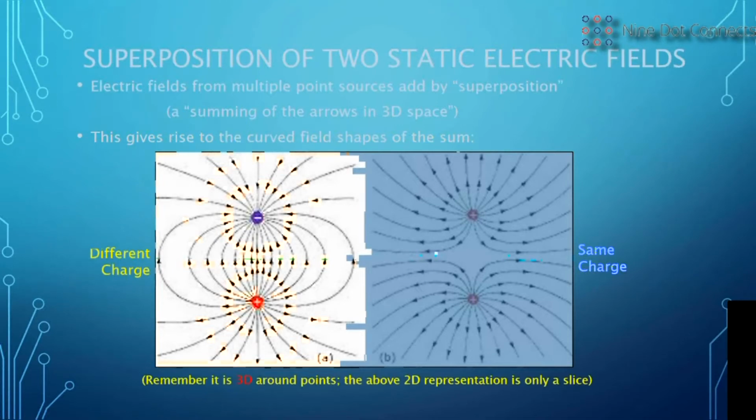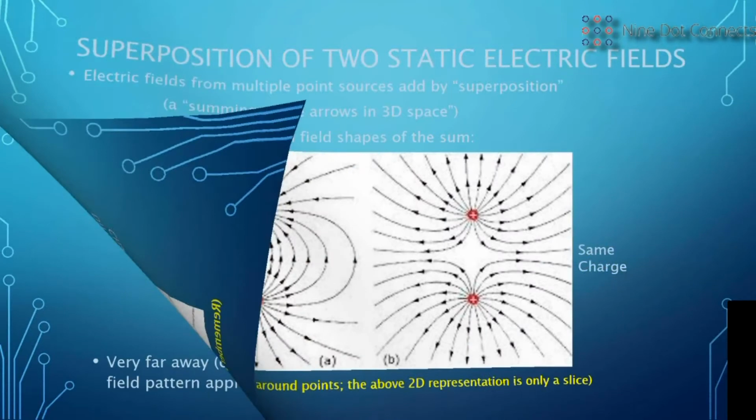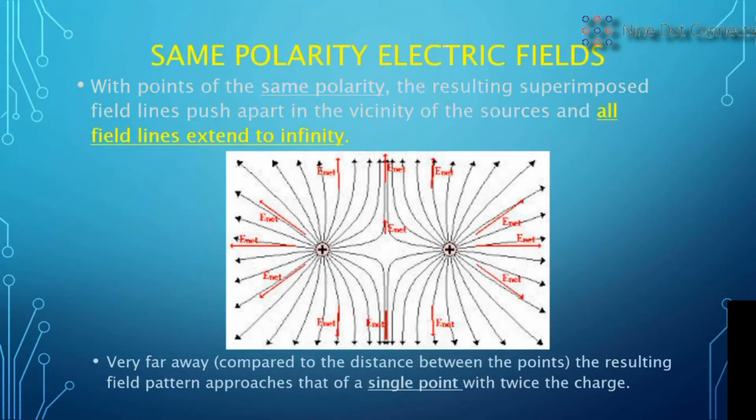So when we have the same polarity electric fields, the resulting superimposed field lines push apart in the vicinity of the sources, and all field lines extend to infinity. That's a very important thing to remember. Very far away, compared to the distance between the points, the resulting field pattern approaches that of a single point with twice the charge.